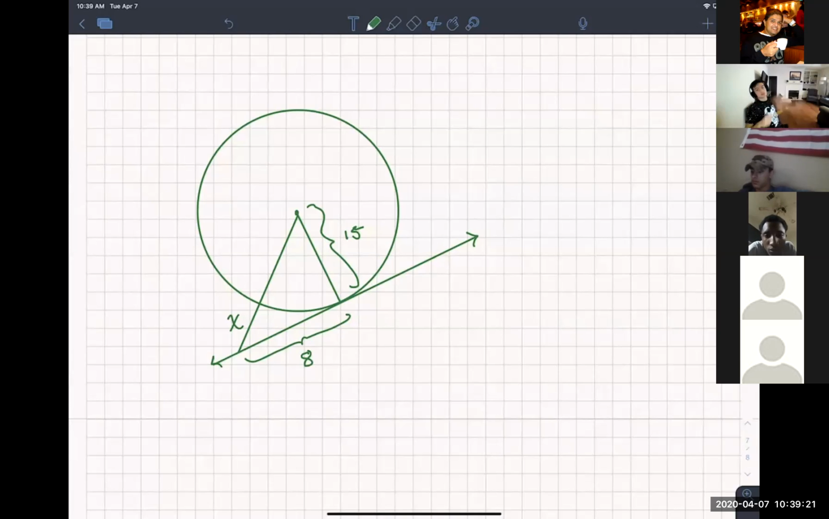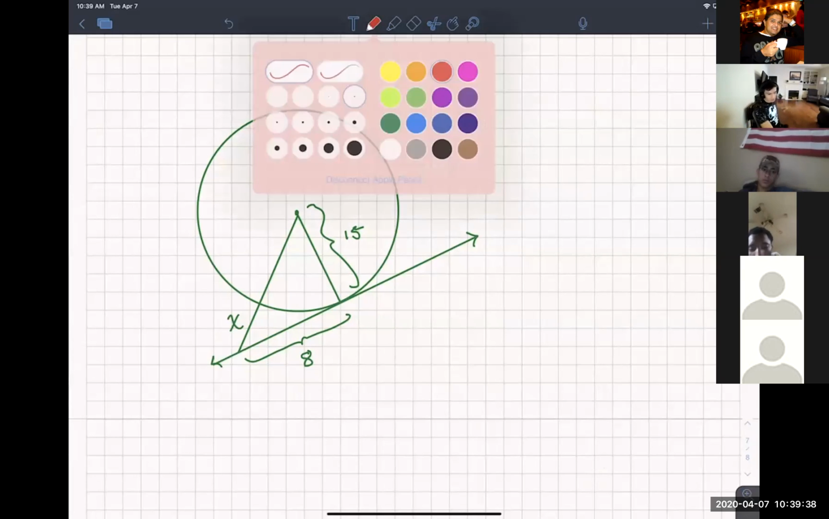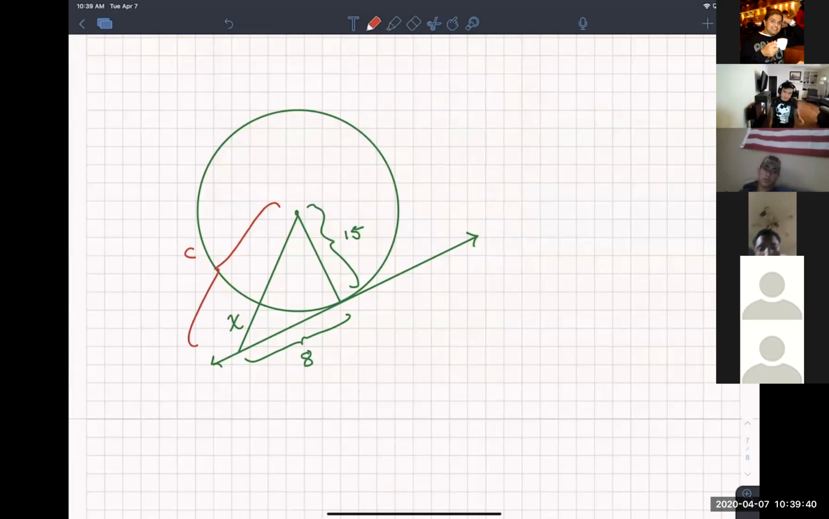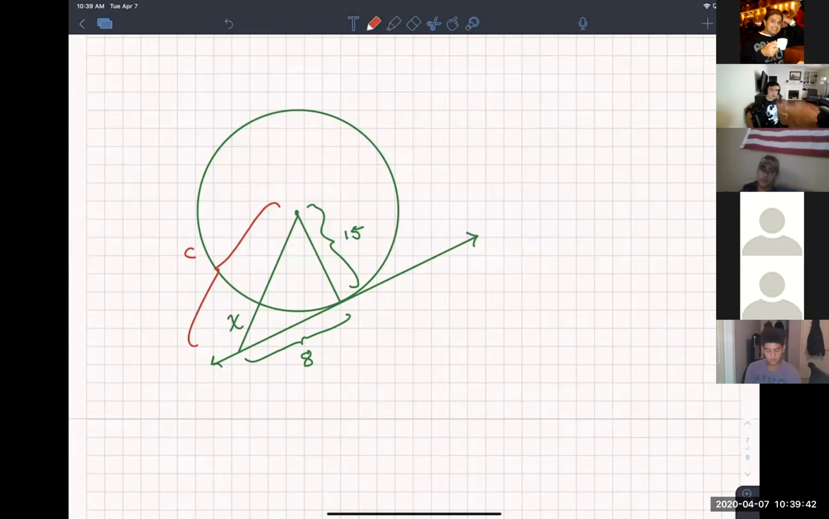X equals 2. How'd you get it? I did what you told me, the 8 squared plus 15 squared equals c squared. I got 17 for the whole thing. And I just did 17 minus 15.